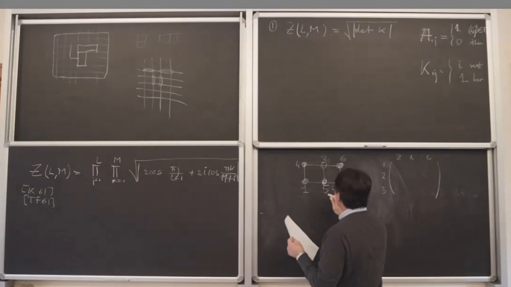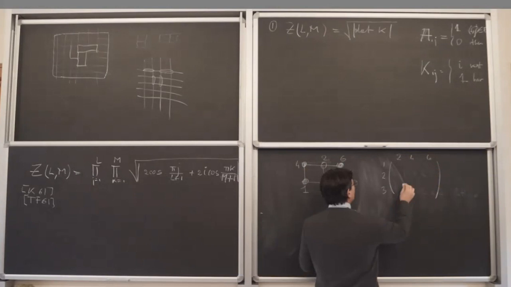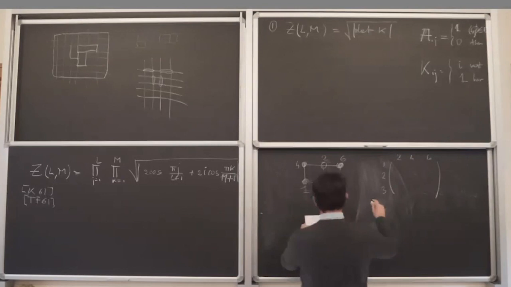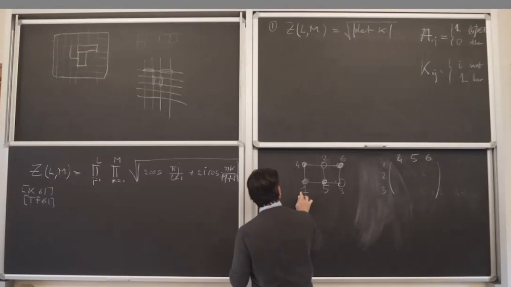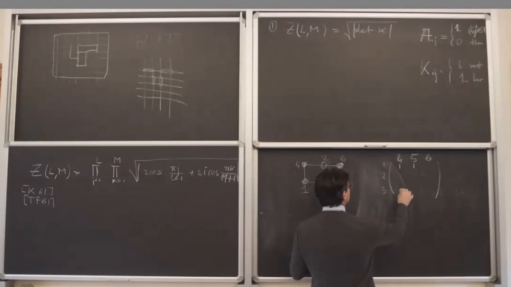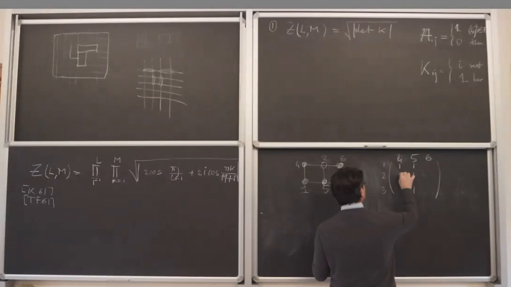It is clear that here you have vertex 1 connected to 4 and 5. Sorry, I have made some mistake here. 1, 2, 3, 4, 5, 6. I have made a stupid mistake. So vertex 1 is connected to vertex 4 and 5, so here you put 1. Vertex 5 is connected to 1, 2, 3, etc. You fill this and in the end you obtain this.